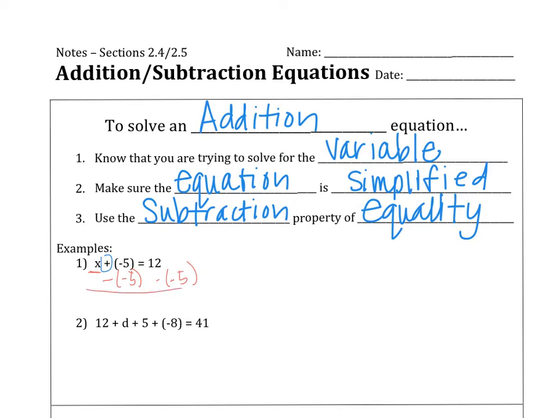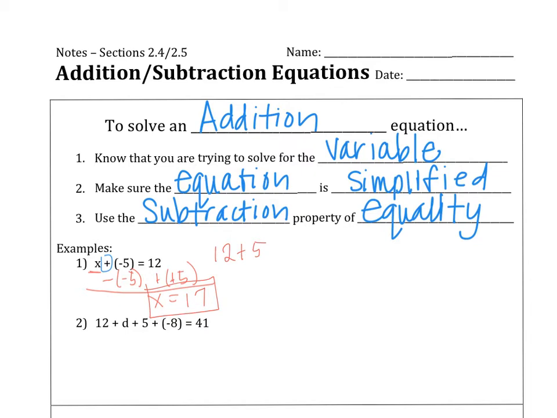So when we do that, we are going to end up with x equals, and then over here, a 12, right here we have 12 minus -5. That's going to become a negative, and a negative becomes a positive. So it's actually going to be 12 plus 5. So 12 plus 5 is 17. So it's going to be x equals 17. Let's take a look at the next one.